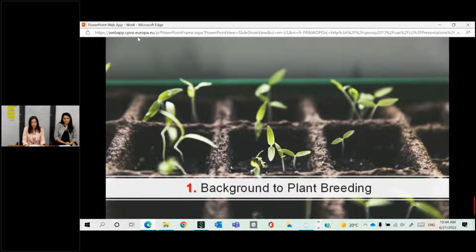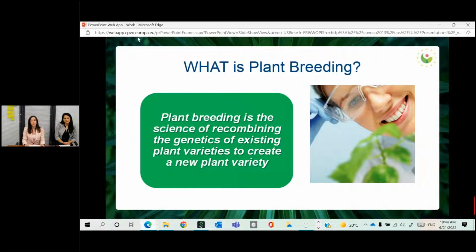In this section, we will be answering the questions: what is plant breeding? How does plant breeding support innovation? And which are the plant breeding techniques or methods that are available? So first of all, you can see on the screen the definition of plant breeding. Plant breeding is the science of recombining, by the physical use of plants, the genetics of existing plant varieties to create a new plant variety.